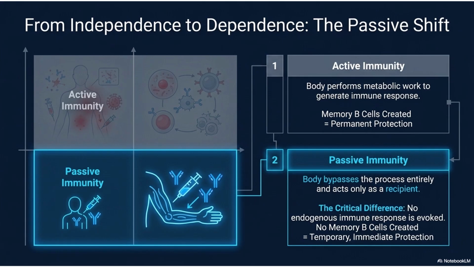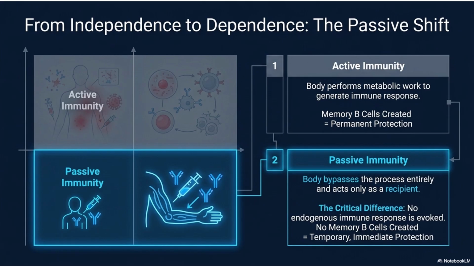It does not build anything. It receives finished antibodies made somewhere else and uses them right away. And this is the critical difference to hold on to, because no antigen activated the body's own immune machinery, no endogenous immune response is triggered. Endogenous just simply means produced from within the person's own body. So since that self-generated response does not occur, no memory B cells are created.